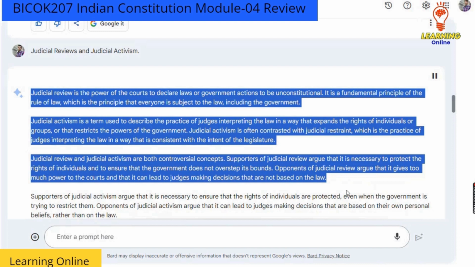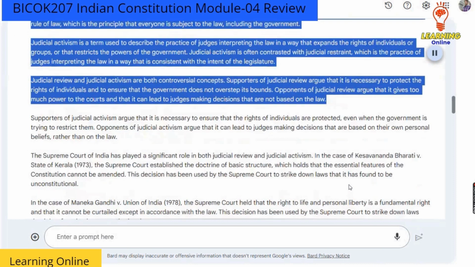Judicial review and judicial activism are both controversial concepts. Supporters of judicial review argue that it is necessary to protect the rights of individuals and to ensure that the government does not overstep its bounds. Opponents of judicial review argue that it gives too much power to the courts and that it can lead to judges making decisions that are not based on the law.